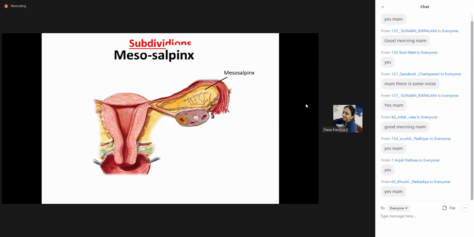Now let us see each part in detail and what the contents of each part are. Mesosalpinx, as I told you, is the part of the broad ligament between the uterine tube and the ovary. That portion is called the mesosalpinx. So what are the contents of the mesosalpinx? Here you can see certain remnants of the duct and tubules of the epoophoron and paroophoron. So these remnants are present in the mesosalpinx. Then it contains the uterine tube itself. It covers the uterine tube.